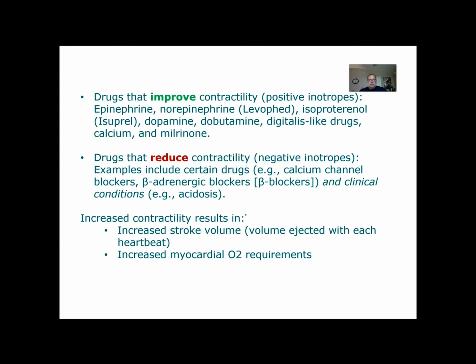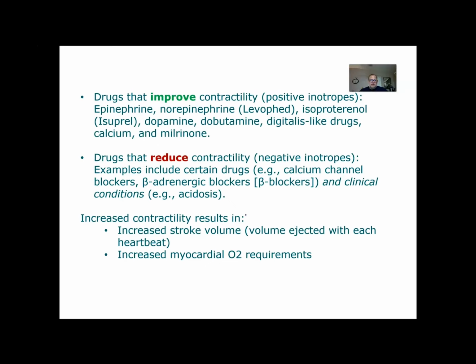Drugs that improve your contractility are positive inotropes. That's going to be your epinephrine, norepinephrine, dopamine, milrinone. Some drugs that reduce contractility are your calcium channel blockers and beta blockers, and some clinical conditions, like acidosis, can also reduce your contractility.